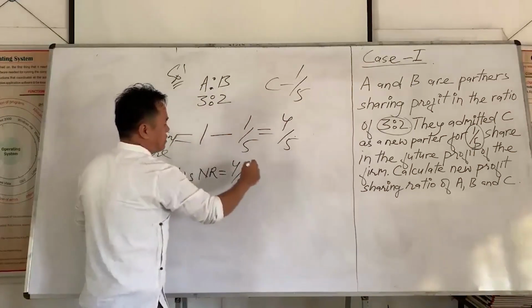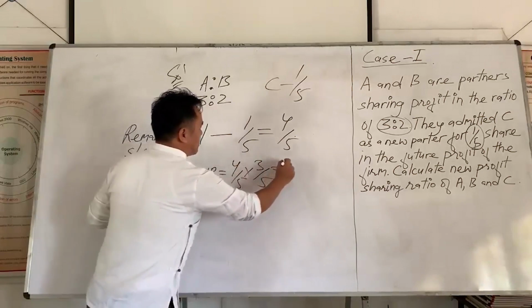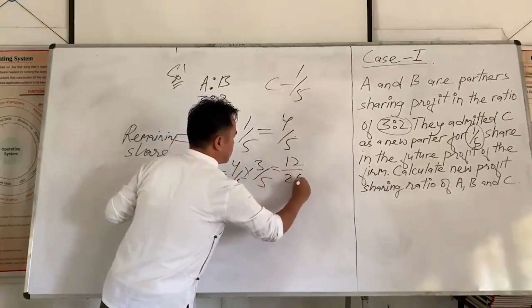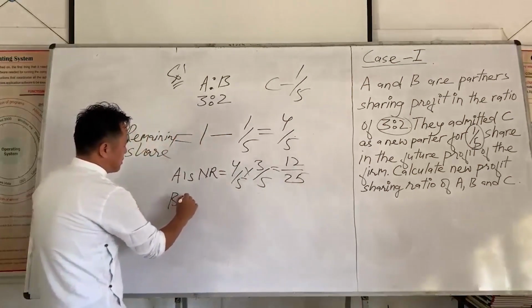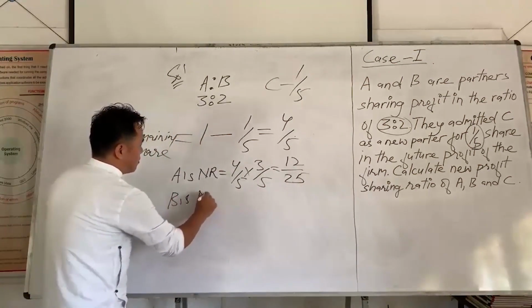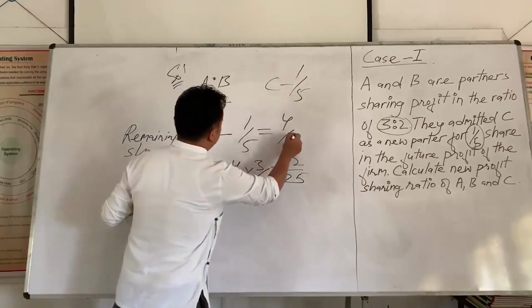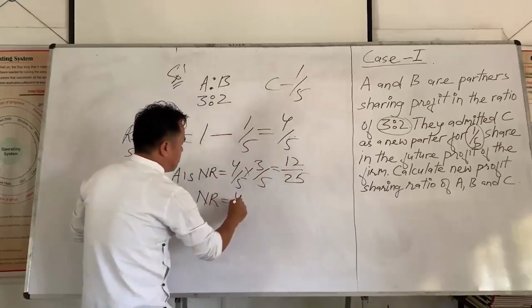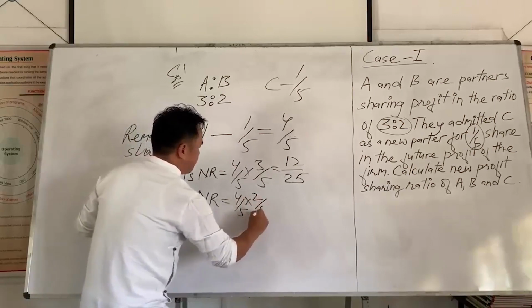What is A's ratio? 3 by 5. We multiply 4 by 5 with 3 by 5, and we get 12 by 25. Now what about B? B's new ratio is equal to, again, 4 by 5 is acquired by B also, 4 by 5 multiplied by B's share, which is 2 by 5.